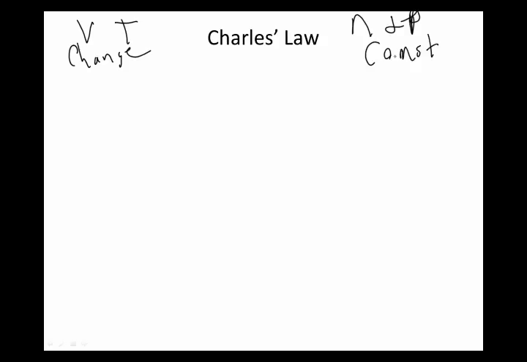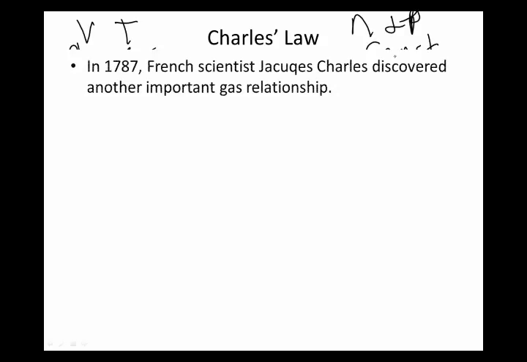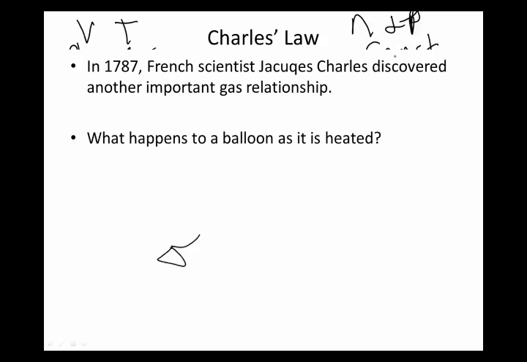I think one of the best ways to think about this is thinking about a balloon. Now this is named after Jacques Charles, a French scientist. If we think about a balloon as we heat it, assuming the external pressure is the same, then the internal pressure is going to stay at 1 atmosphere on the inside.